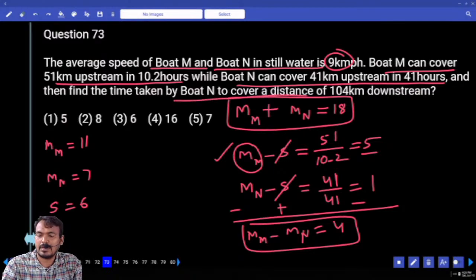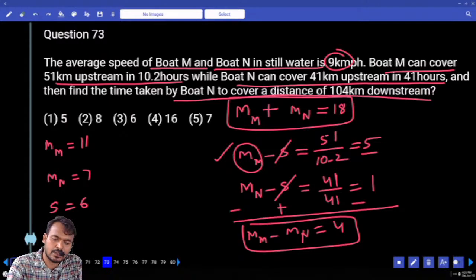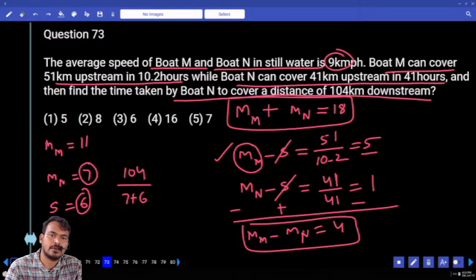Boat N to cover a distance of 104 kilometers, downstream or upstream? Downstream. What is the distance value? 104. Boat N or boat M? Boat N. What is the N value? 7. What is the S value? 6. 7 plus 6 is 13. 104 by 13. How many hours? 8 hours, sir.